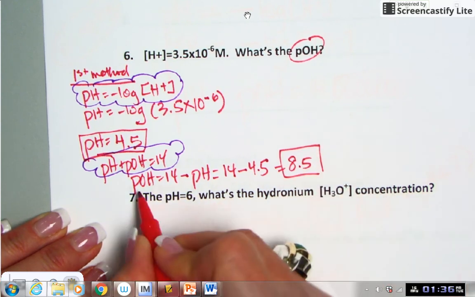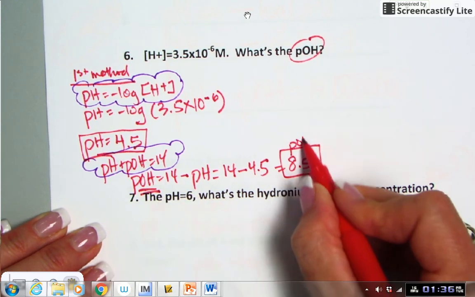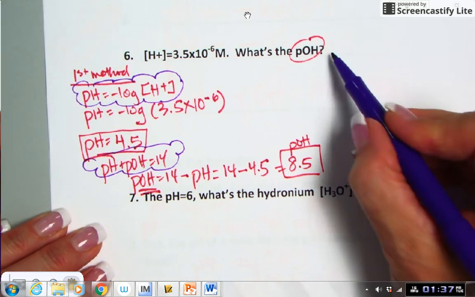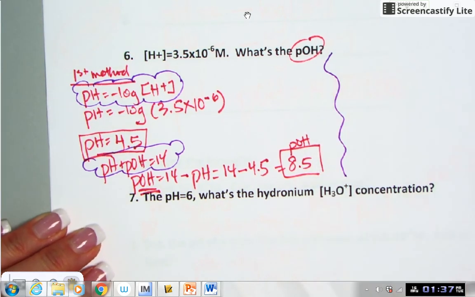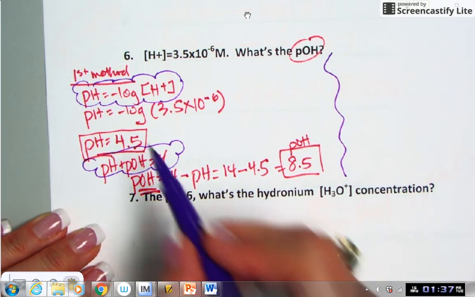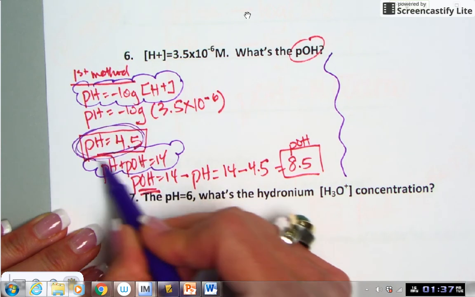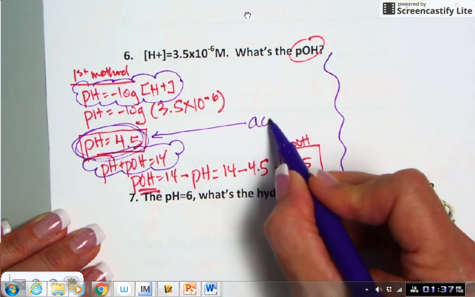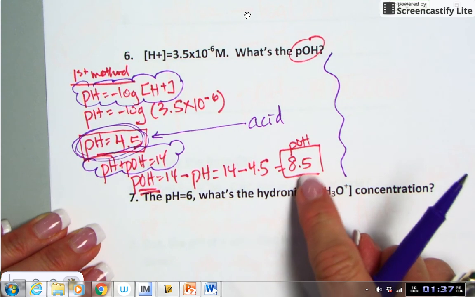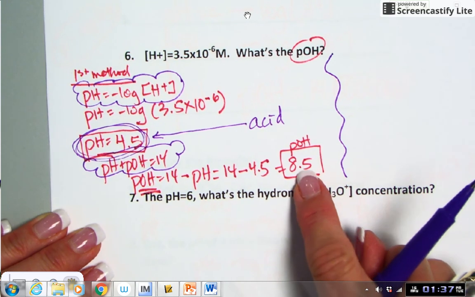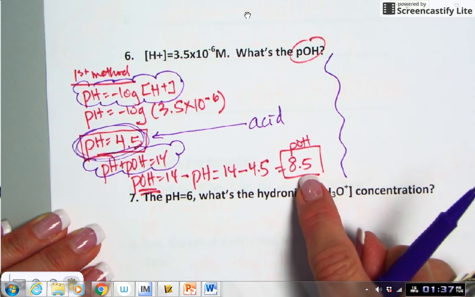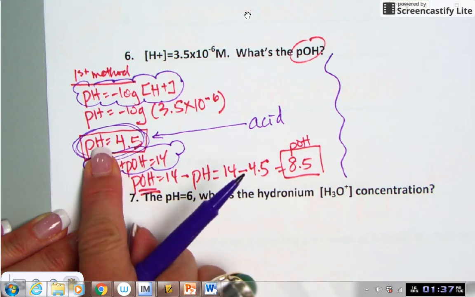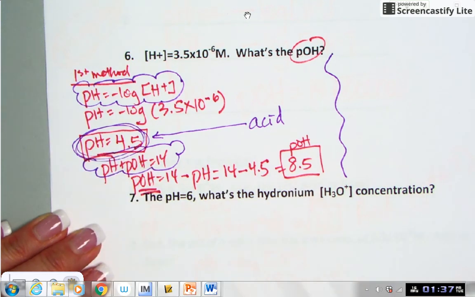Now keep in mind, we've just found the pOH. So if I were to ask you at this point, is this solution acidic or basic? What would you say? Remember, you've got to look at your pH. Don't let this be a tricky question. Since the pH is less than 7, this is an acid. Don't get caught in the trick of looking at your final answer. If you found pOH, you can't use the pOH to determine acidity or basicity. You have to look at your pH. All right, that's the first method.